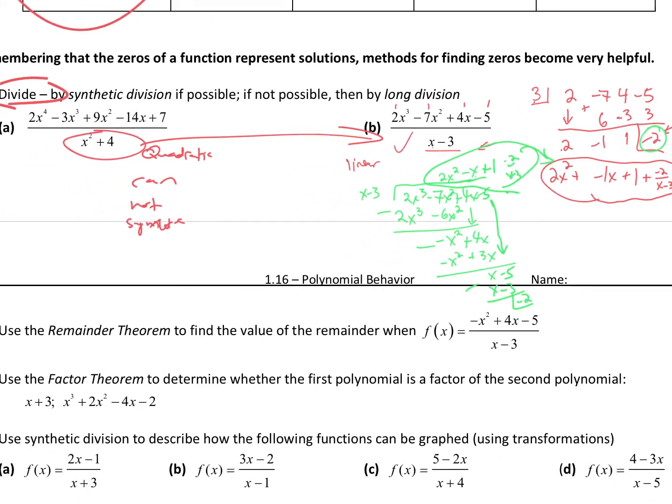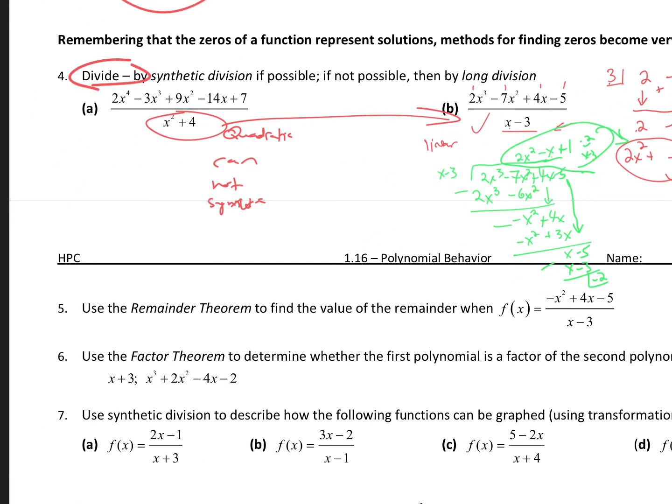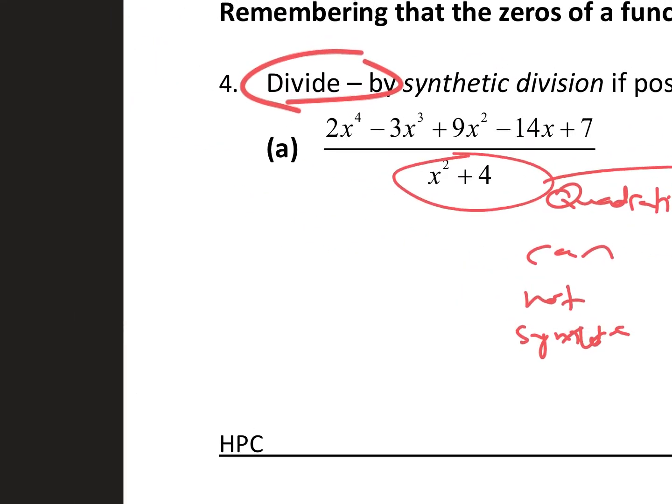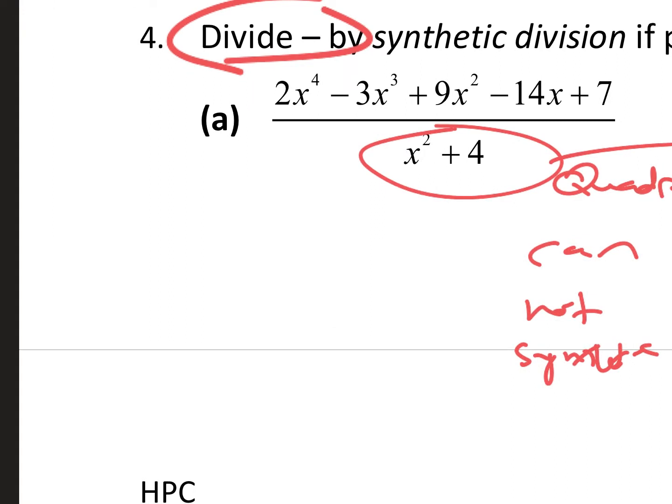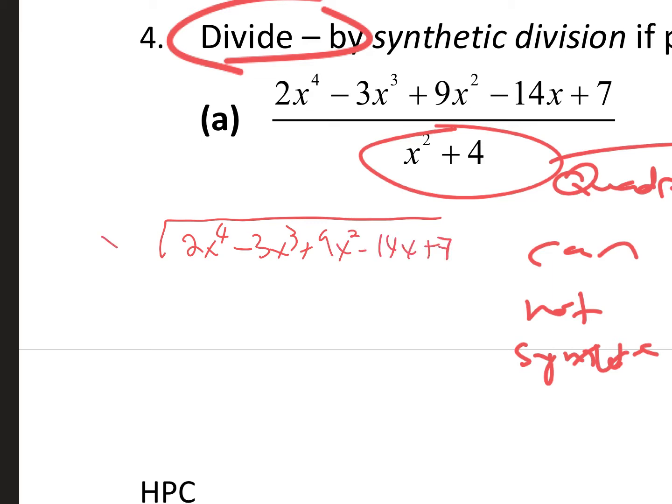Again, here's just one example. I'll actually go ahead and go back to A, and that will be our second example of long division. So in this one, it's a little bit different, and that's because we have an x squared term. So we got to be careful the way that we line up all of our values here. So I have 2x to the fourth minus 3x cubed plus 9x squared minus 14x plus 7. It's x squared plus 4.